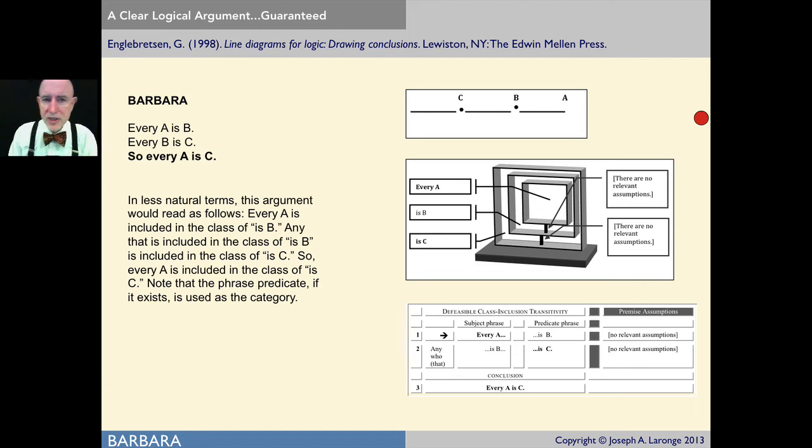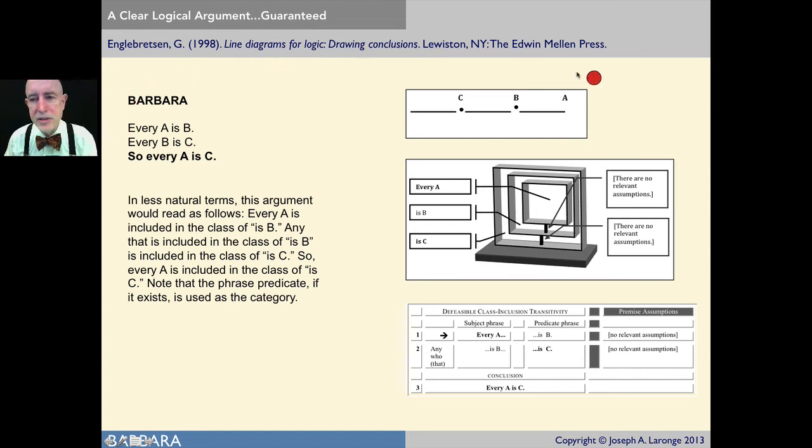These are just a few examples I wanted to show you. Remember I said that the logic bridge always has a start and a finish. And remember, the start is always the subject phrase of the main conclusion, and the finish is always the predicate phrase of the main conclusion. And you can look at these later. This is from Professor Engelbretson's wonderful book, Line Drawings for Logic.